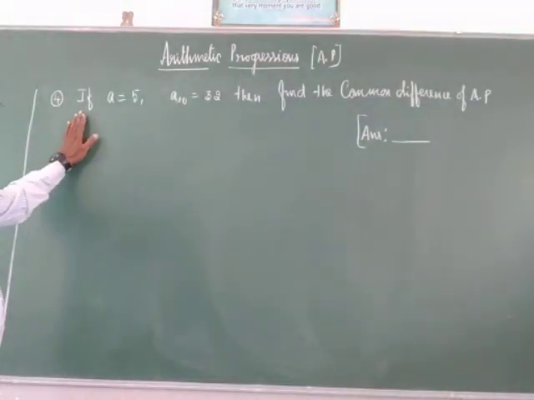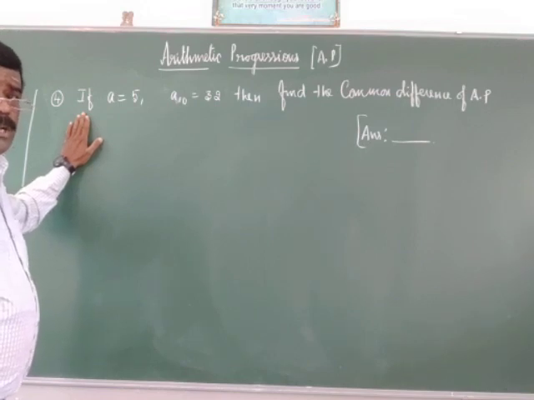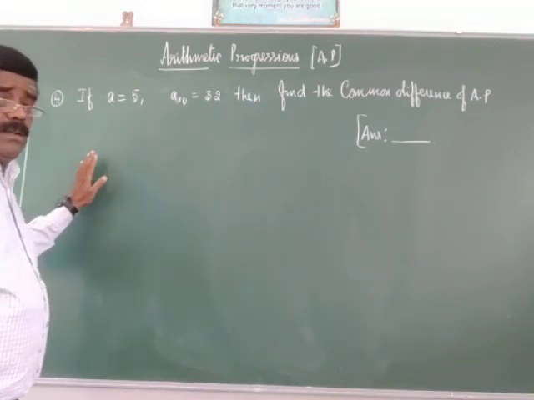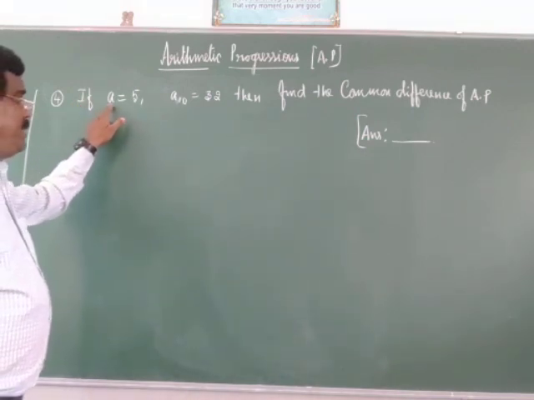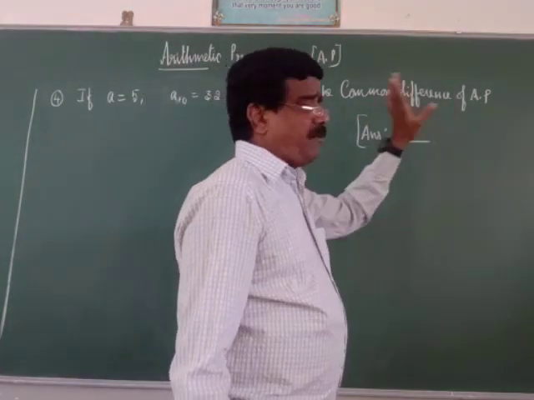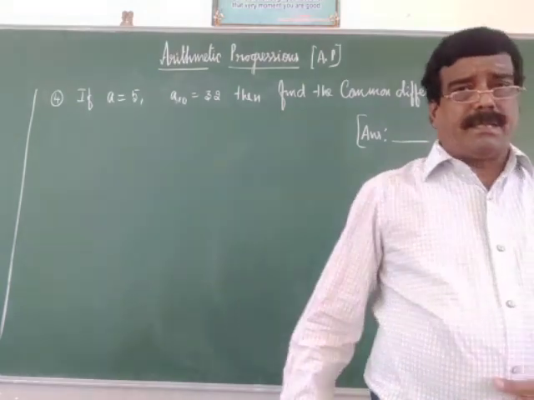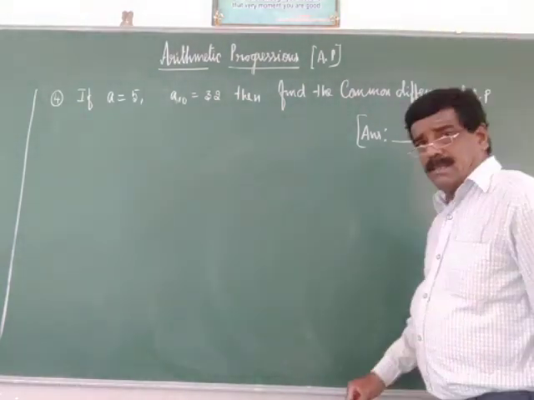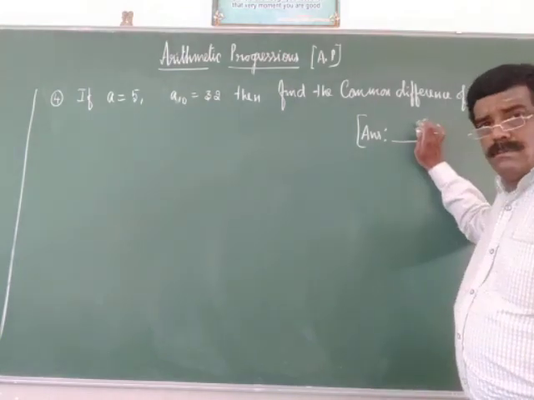See children, this is the last question for this concept, because we have the 4 sums with 4 unknowns, and we have written it already. The 4th sum is: if A is equal to 5 and A10 is equal to 32, then find the common difference of the AP. Again here, I kept a gap for writing the answer. The purpose is that a few students can guess what the answer is. Do you know, children, what the answer should be?